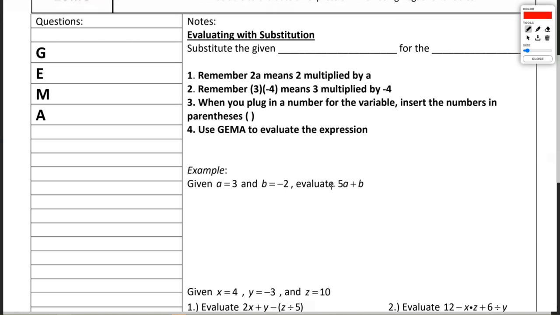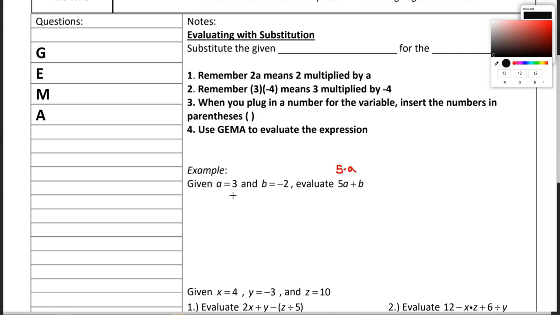All right, we have been given the expression 5a plus b. Please do remember that 5a, in this case, means that we're multiplying 5 times a. That would be the same as if we said 5 times a. All right? So let's look at what we're going to do to evaluate.